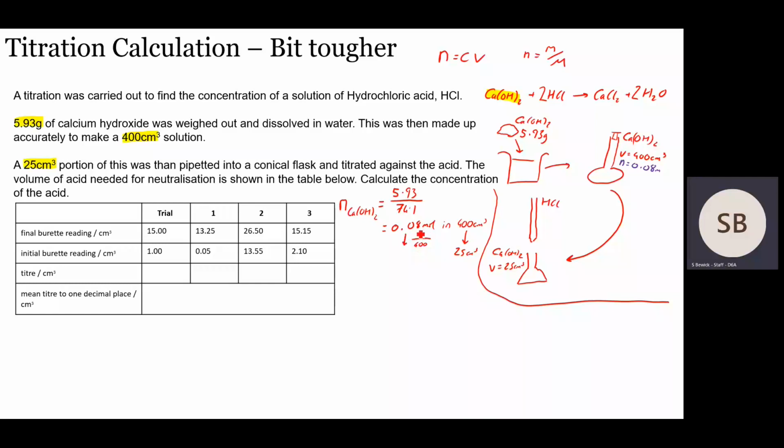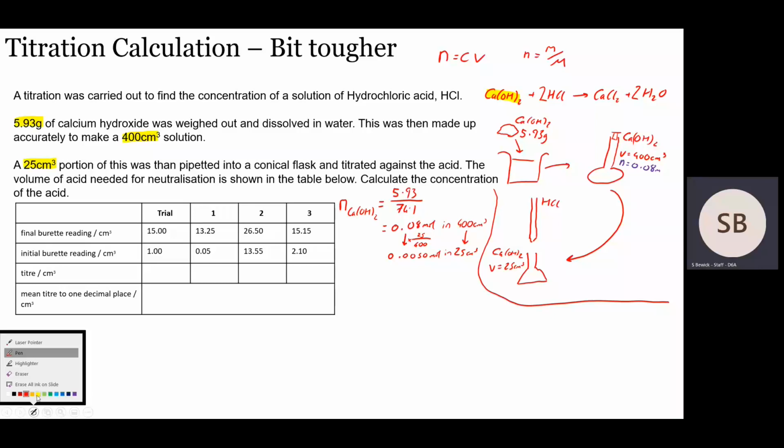So if you do 0.08 and you times it by 25 divided by 400, that will give you the scale factor. Normally you do it with 250 and 25, but technically 25 divided by 250 is the same as just dividing by 10. So this is just a slightly more complicated version of that. So you end up with 0.0050 moles in 25 centimeters cubed.